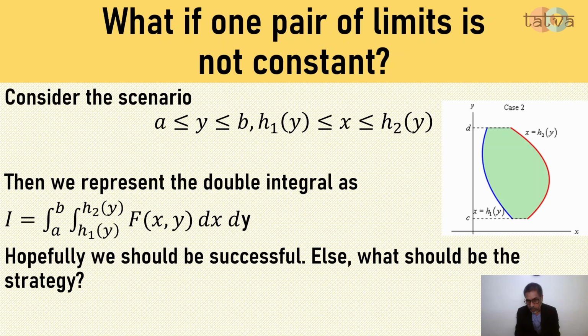Of course, it's an art to write these limits, which I'm going to explain in detail very soon. But if you have done this job of drawing the lines and curves and then fixing the limits, the double integration looks like this. I is equal to integral a to b, those are the y limits, then integral h1y to h2y, f of xy dx dy. Once again, we should hope that we will successfully integrate this, but in case we are not able to, what should be the strategy?